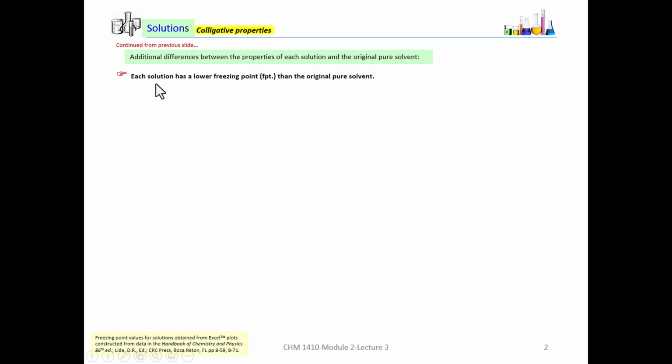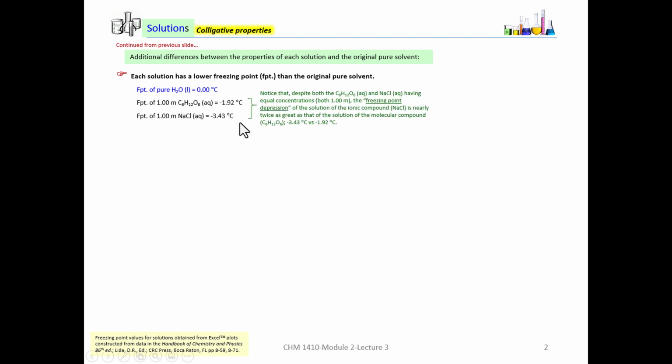It turns out that each solution has a lower freezing point than the original pure solvent, water. The freezing point of water, of course, is 0 degrees C. The freezing point of a 1 mol solution of glucose is minus 1.92 degrees C. And the freezing point of a 1 mol solution of sodium chloride is minus 3.43 degrees C.